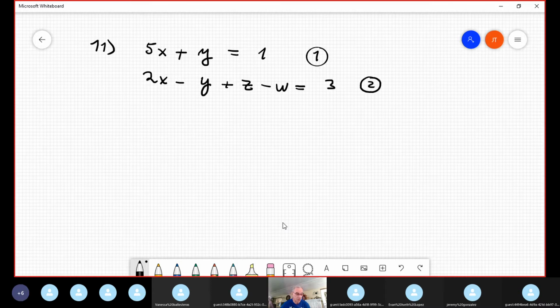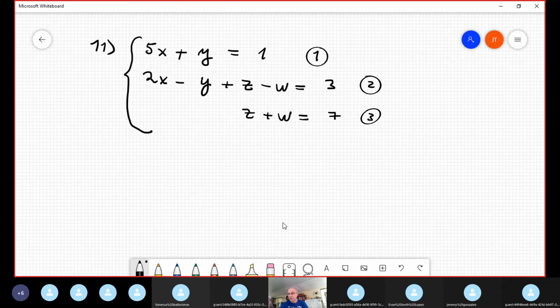Equation 2. My last equation is c plus w equal 7. Equation 3. This is my system. It consists of only 3 equations. But we have 4 unknown. So what is the category of this system? Is it overdetermined, underdetermined, or determined?